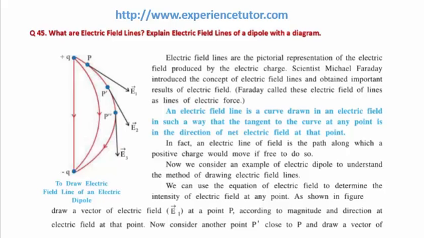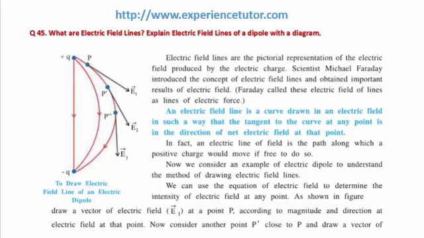An electric field line is the curve drawn in an electric field in such a way that the tangent to the curve at any point is in the direction of the net electric field at that point. In fact, an electric field line is the path along which a positive charge would move if free to do so. Now, we consider an example of an electric dipole to understand the method of drawing electric field lines.